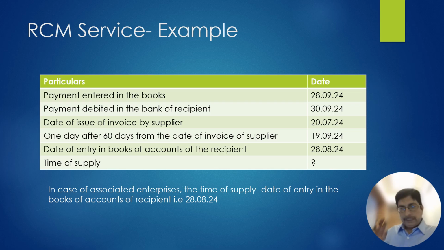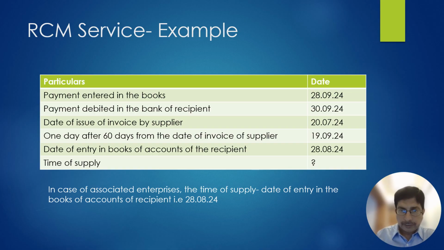Okay. There is one more provision in case of associated enterprise. Associated enterprise has the same definition as given in Income Tax Act section 92. The time of supply where the service is between associated enterprises is the date of entry in the books of accounts of the recipient. That is also one criterion.